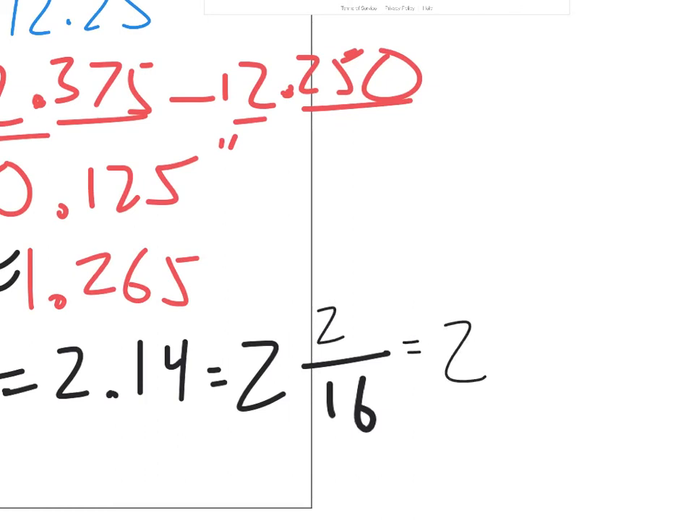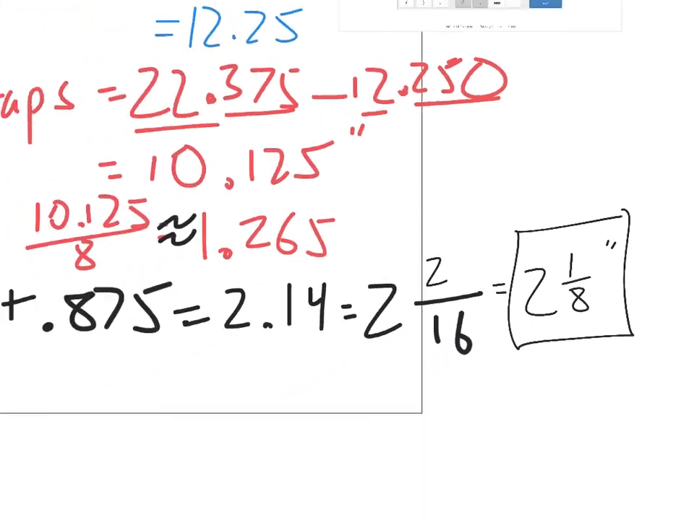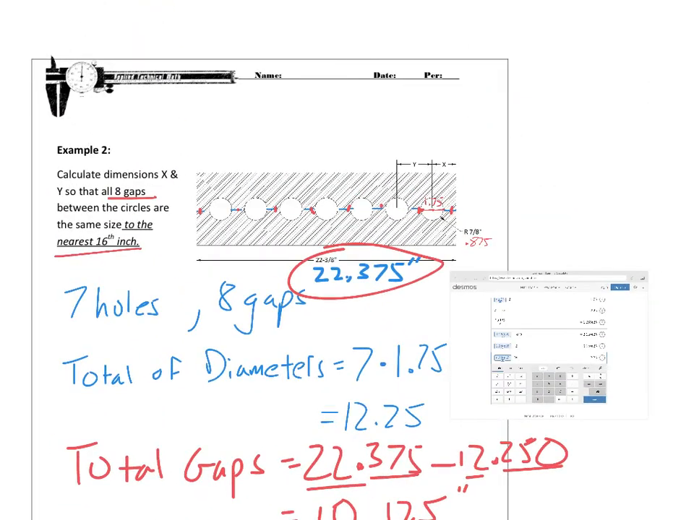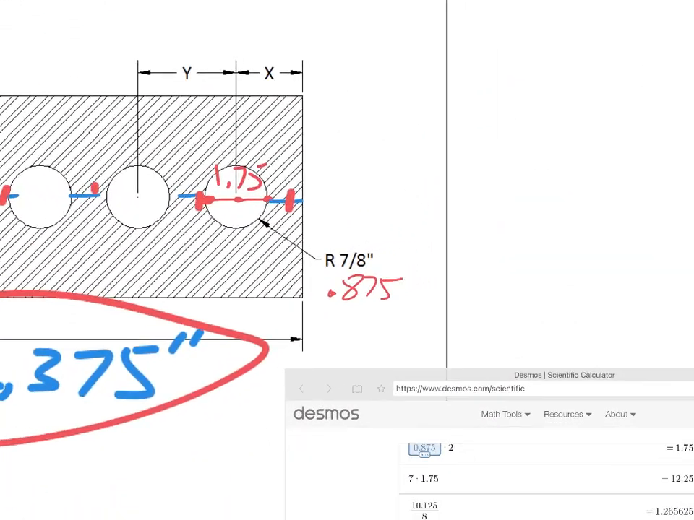And last but not least, we can simplify the fraction. 2 1/8. So x is 2 1/8. The key again is to get the decimal and then multiply by 16 to change it.